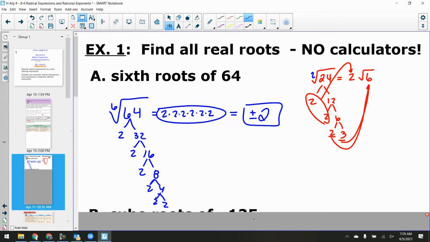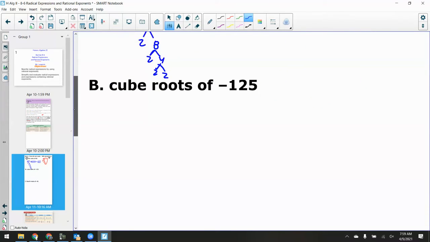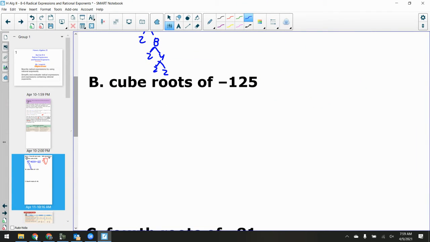Let's do that same thing with an odd index. Let's find the cube roots of negative 125. So now I'm going to be looking for sets of 3 when I break it down. Now I'm just going to break down the number here. 5 and 25, 5 and 5. Oh, that's nice. Do you see how I have one set?